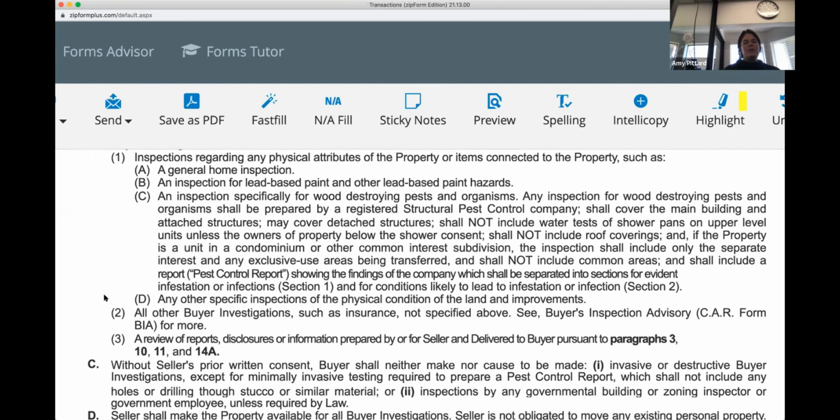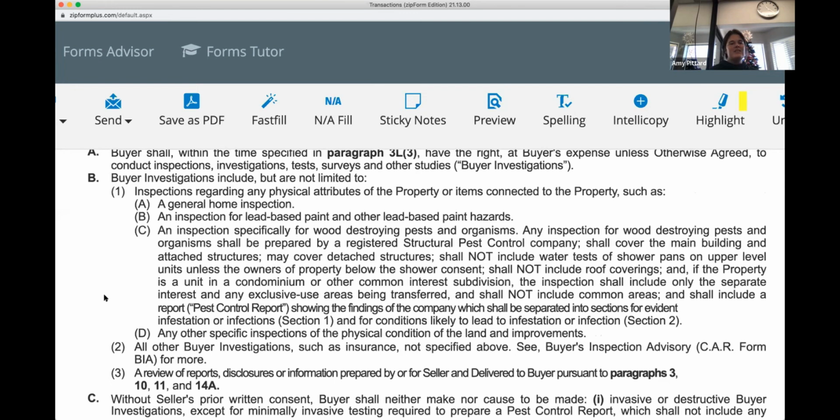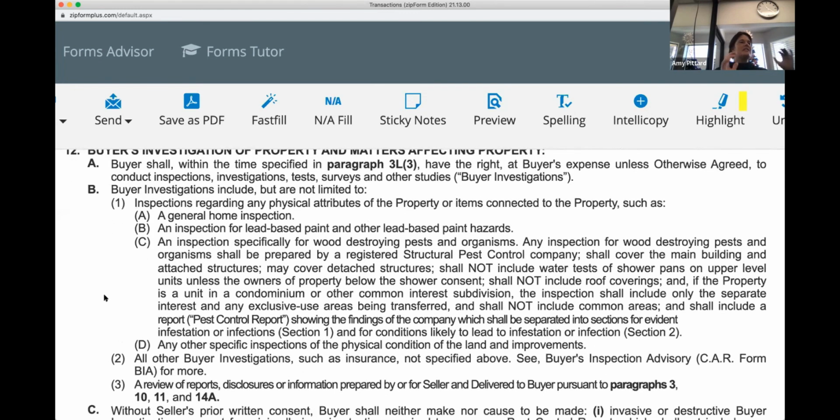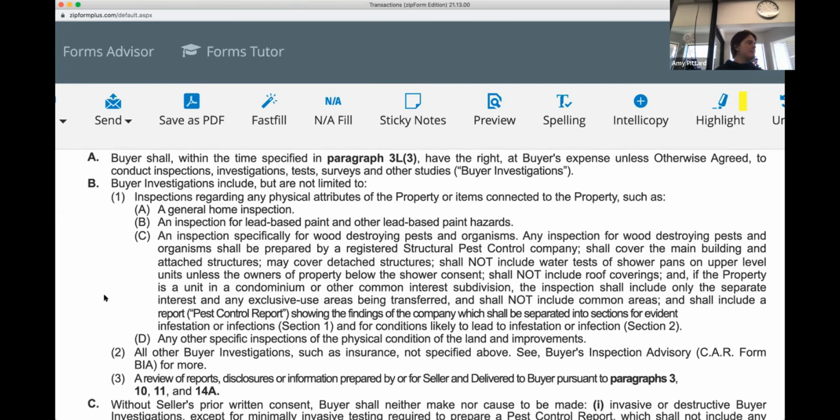And a review of reports, disclosures, and information prepared by or for seller and delivered to buyer pursuant to paragraph 3, 10, 11, and 14A. So that section there is just the buyer's investigations include. So it's those physical inspections, it's review of reports, disclosures, information prepared by the seller. It covers all of that information. Okay. Any questions about section B or A?